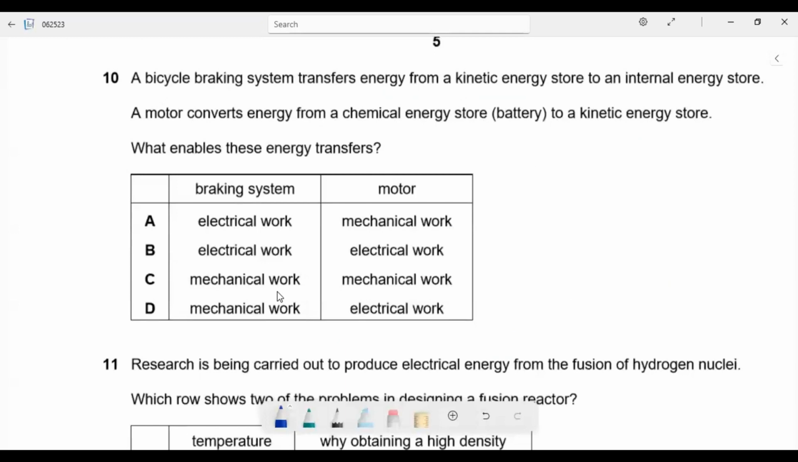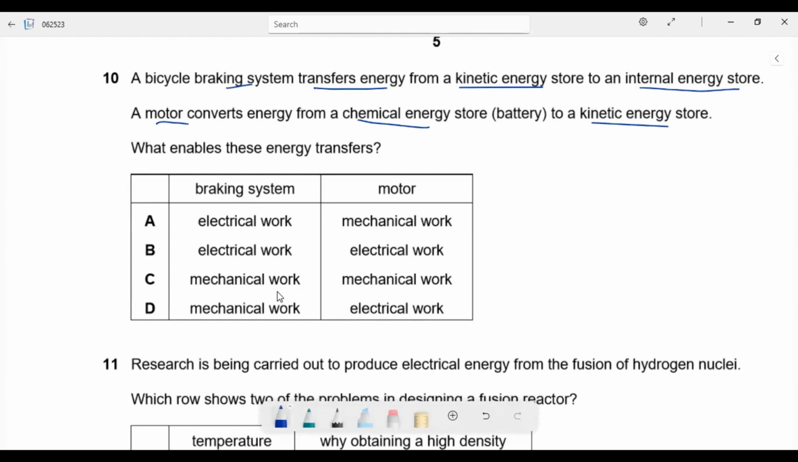A bicycle braking system transfers energy from a kinetic energy store to an internal energy store. And a motor converts energy from a chemical energy store to a kinetic energy store. What enables these energy transfers?